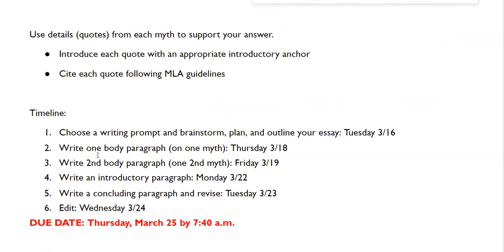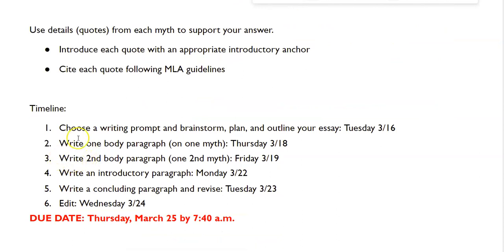Okay, so the timeline for this assignment: you are to choose your writing prompt, brainstorm, plan, and outline your essay using an organizer that I'm going to go over with you Tuesday, 3/16. You have until Thursday, the 18th to finish it. You want to start writing your first body paragraph, so that would be your response on one myth, analyzing one of the myths, Thursday in class, and finishing for homework.